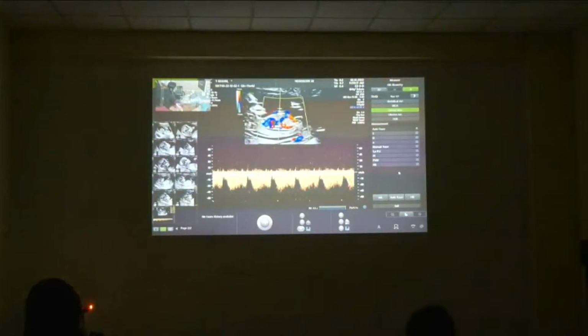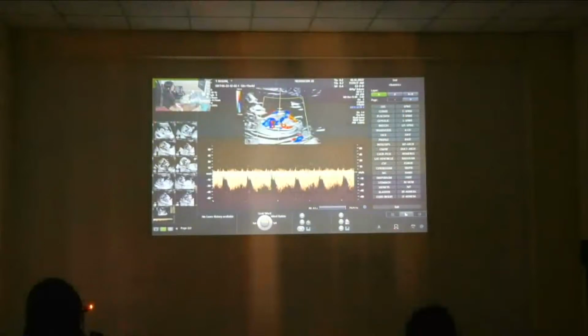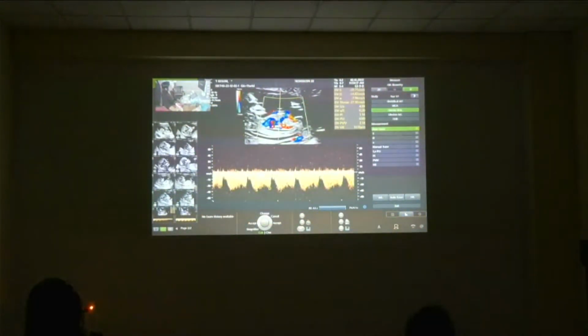So the main waveforms are, this is S, this is D, and this is A. Now when this A, that is the atrial contraction, when it reverses beyond the baseline, then it is called reversal of A wave. And this is also a marker for some aneuploidy like some trisomy, or if the karyotype is normal, then we have to follow up because it can point towards some future cardiac anomaly. So we record the ductus venosus and we always have to record the various measurements.